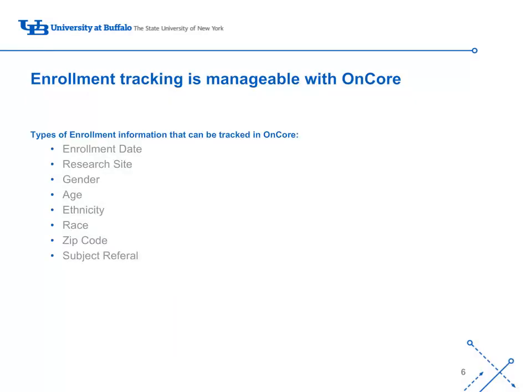Enrollment tracking is manageable with OnCore. Types of enrollment information that can be tracked in OnCore include enrollment date, research site, gender, age, ethnicity, race, zip code, and subject referral.